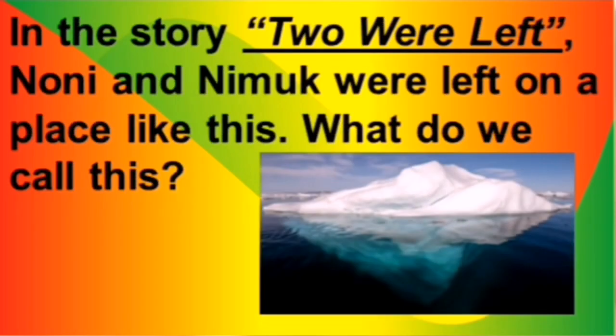Before we proceed to our topic, let us have a quick review to bridge our lesson for today. In the story, two were left. Noni and Nimuk were left on a place like this. What do we call this? If your answer is iceberg, yes, you are correct.